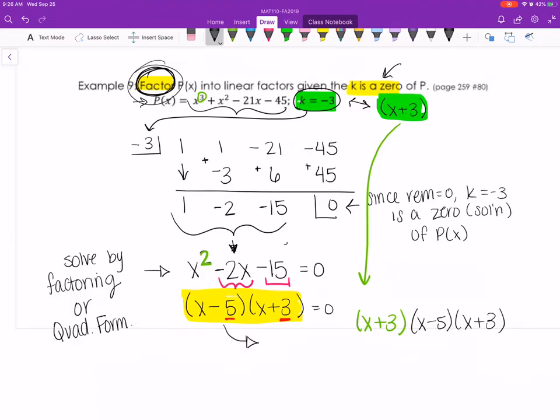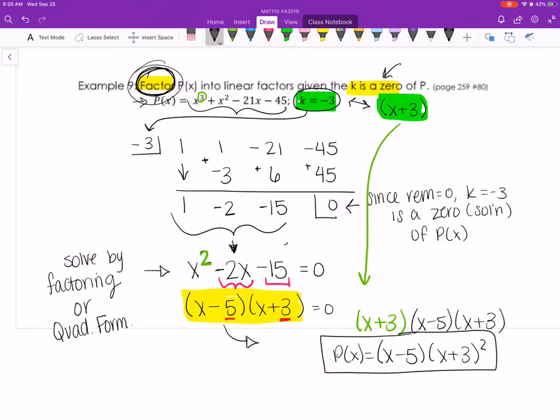I don't need to write x plus 3 times x plus 3, so I'm actually going to condense this and write it as x plus 3 squared. And that is the factored form of p of x. Order doesn't matter. If you were to write it as x plus 3 squared times x minus 5, either one would be correct, just as long as you have all of the factors in there.